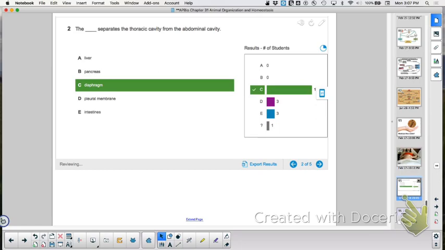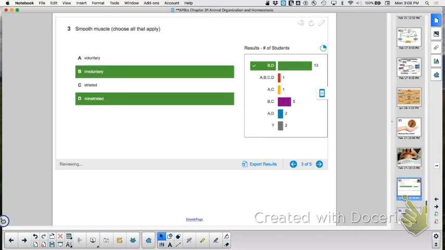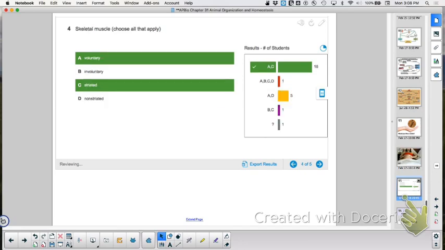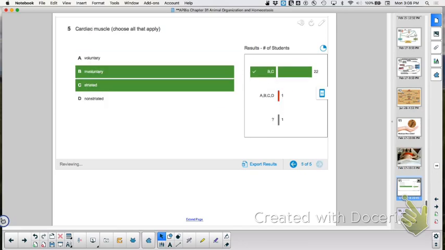Guys, look up here real quick. Diaphragm, thoracic abdominal cavity. Diaphragm separates it. Oral membrane is your lungs, intestines, no. Smooth muscle, this will be hard. The smooth muscle is involuntary and not striated. Skeletal muscle is voluntary and striated. Cardiac muscle is involuntary and striated, and that is it on that.